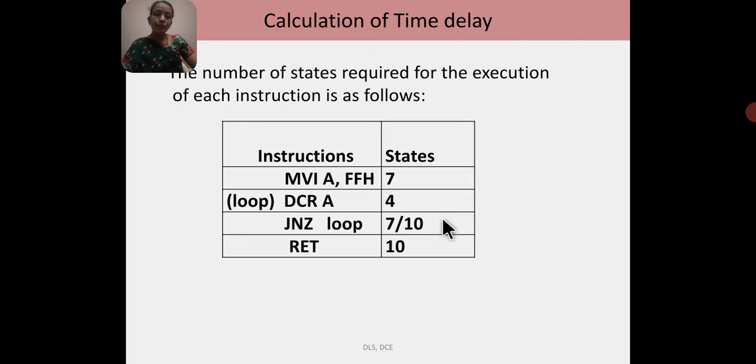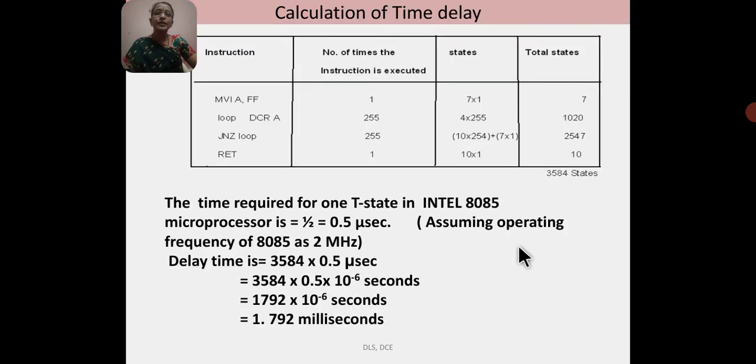The smaller value is applied when the condition is not met, that means it takes 7 T states whenever the condition is not met. If the condition is met, or if the condition is true, then it requires 10 T states to execute this JNZ instruction. The RET instruction requires 10 T states.